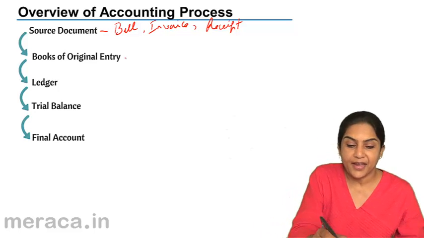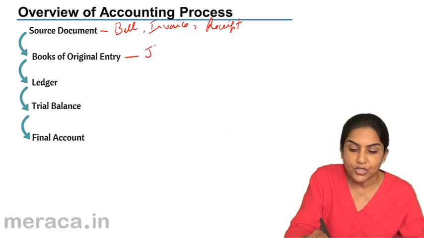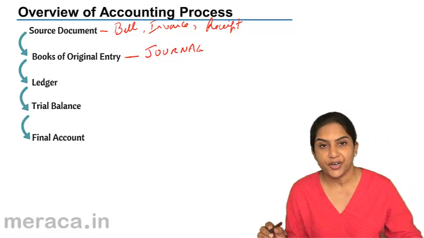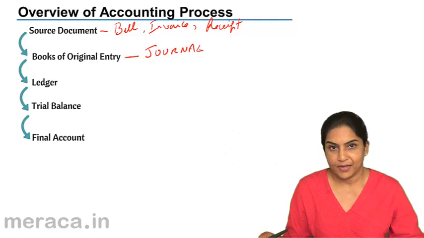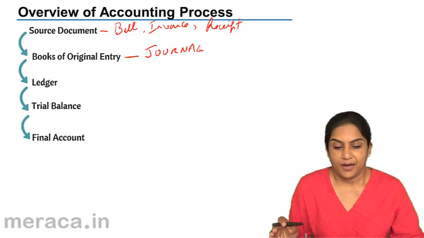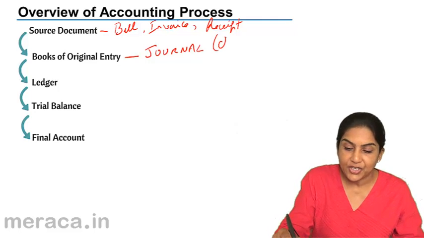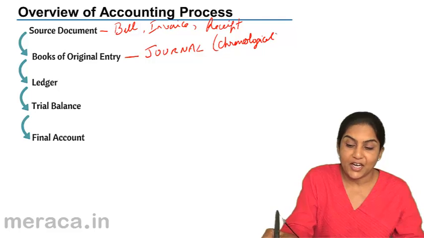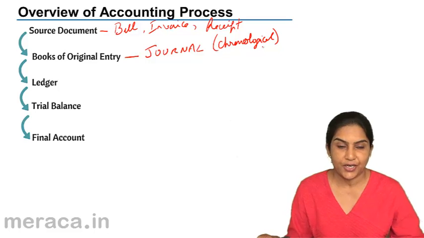First, any transaction is recorded in what is called a journal. How is it recorded in a journal? By following the rules of double entry. We shall discuss that in detail later. Once they are entered in a journal, how is it entered? In a chronological manner. That means according to time, according to date. Date-wise they are entered in a journal.